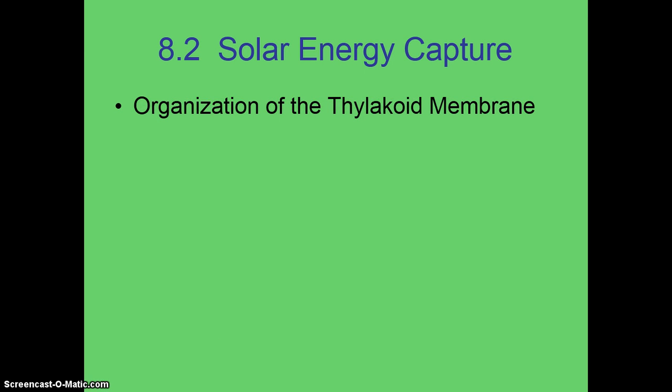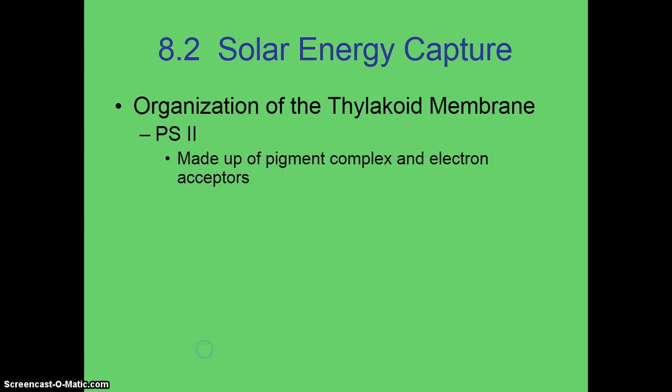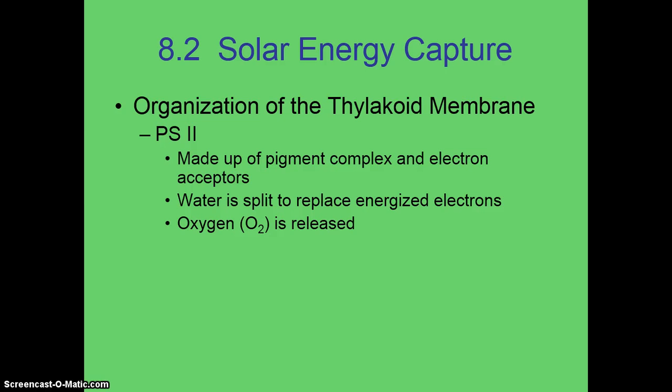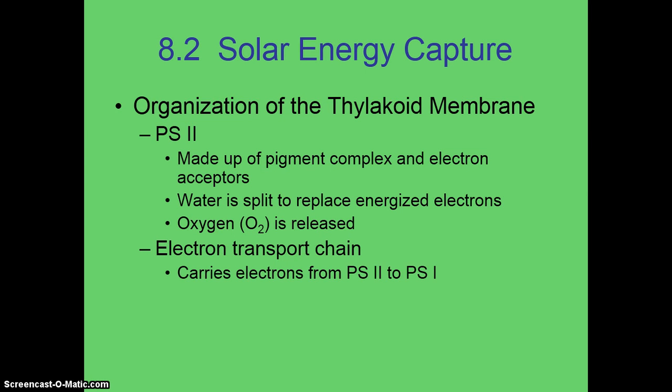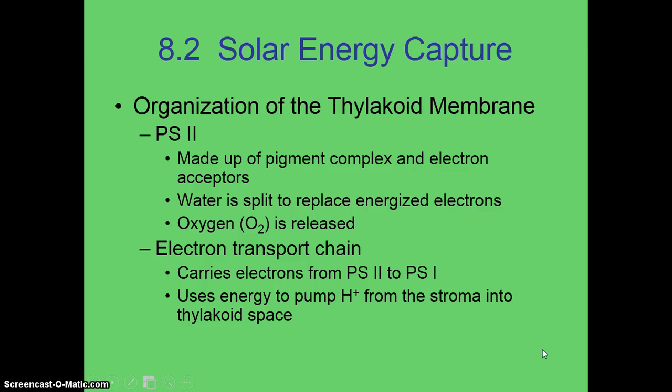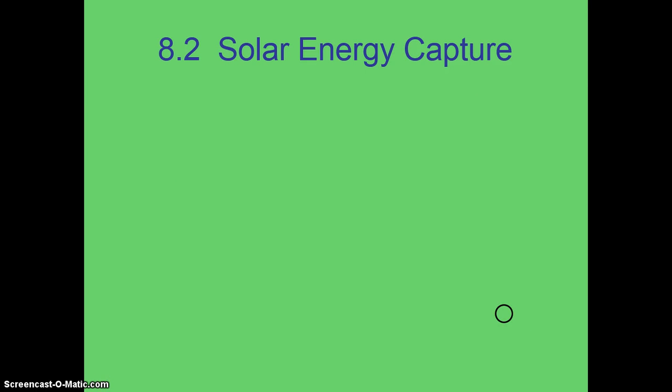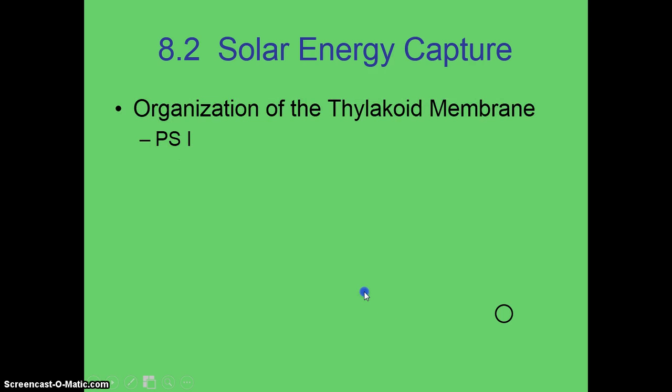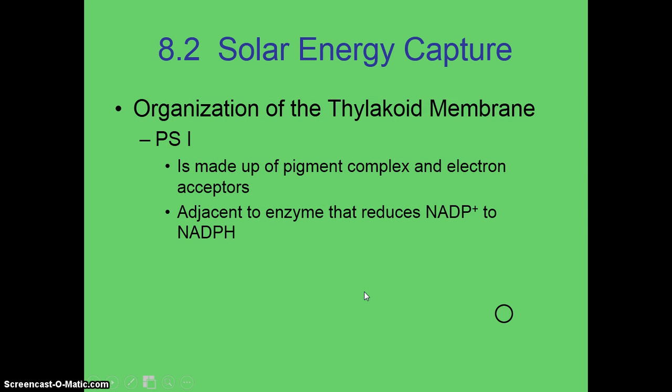Let's finish up this section by looking at the organization of the thylakoid membrane. Photosystem 2 is made up of a pigment complex and electron acceptors. The water is split to replace energized electrons, and we release oxygen. The electron transport chain carries electrons from photosystem 2 to photosystem 1. It uses the energy to pump hydrogen ions from the stroma into the thylakoid space. Photosystem 1 is made up of pigment complexes and electron acceptors, and it's adjacent to the enzyme that reduces the NADP+ to NADPH.